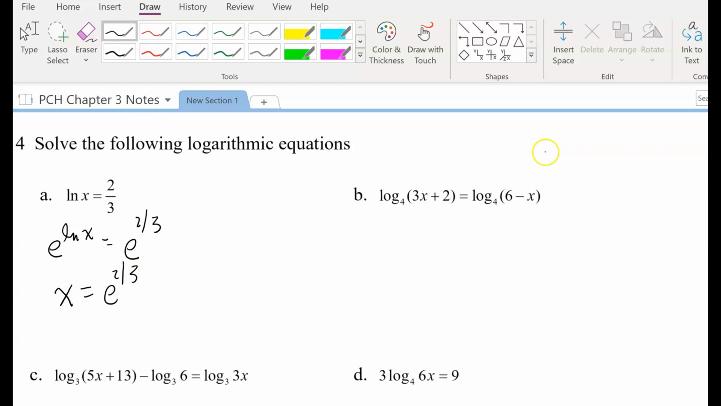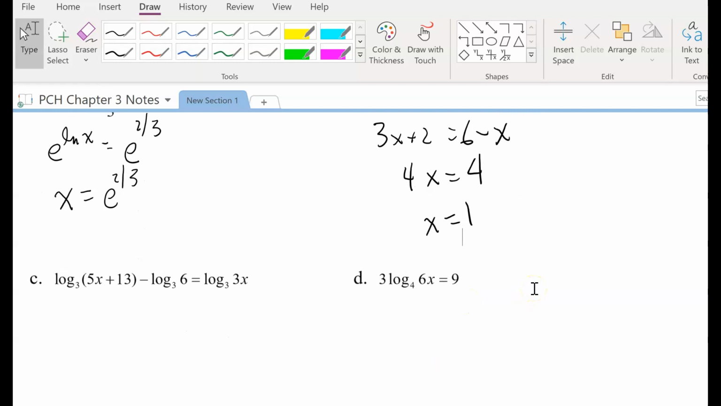For the next one, again using our 1-to-1 property, if I have the log base 4 of this expression and the log base 4 of this expression and they're equal, that means that 3x plus 2 has to equal 6 minus x. We'll add x to both sides and subtract 2 from both sides, so I have 2x is equal to 4. Let's add x to both sides, so 4x is equal to 4, which means that x is equal to 1.